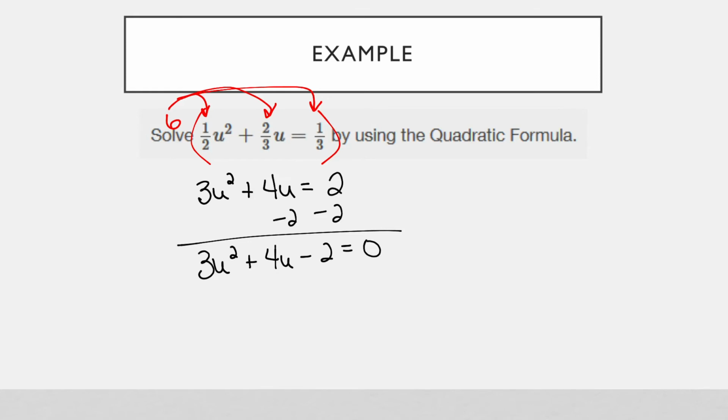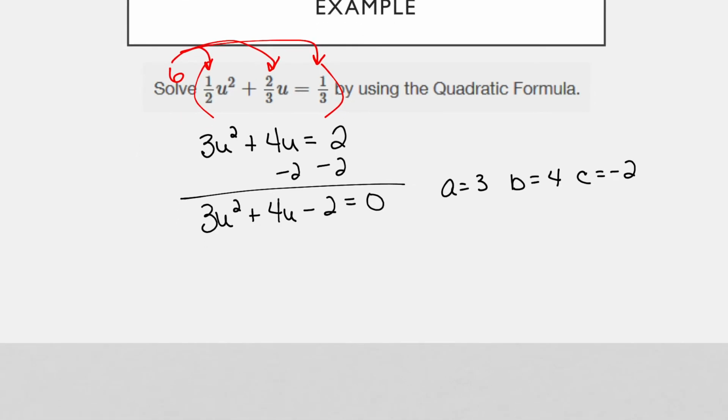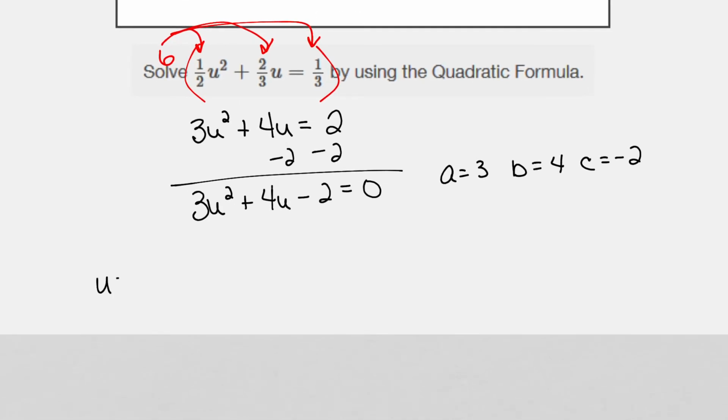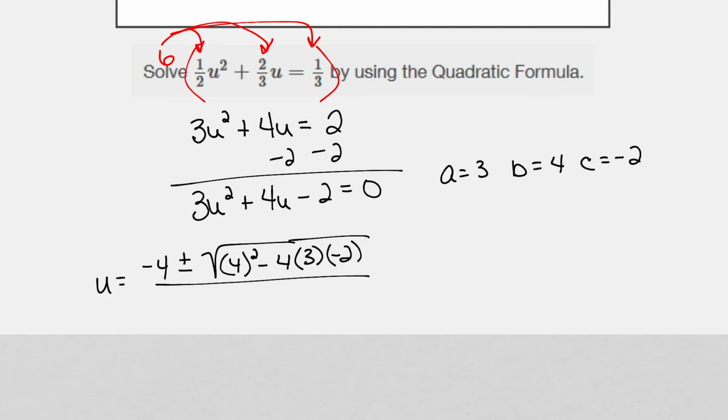Okay, now I'm going to identify my A, B, and C. A is 3, B is 4, and C is negative 2. Okay, so now u is equal to negative b, which is negative 4, plus or minus the square root of 4 squared minus 4 times a times c, all over 2 times a.